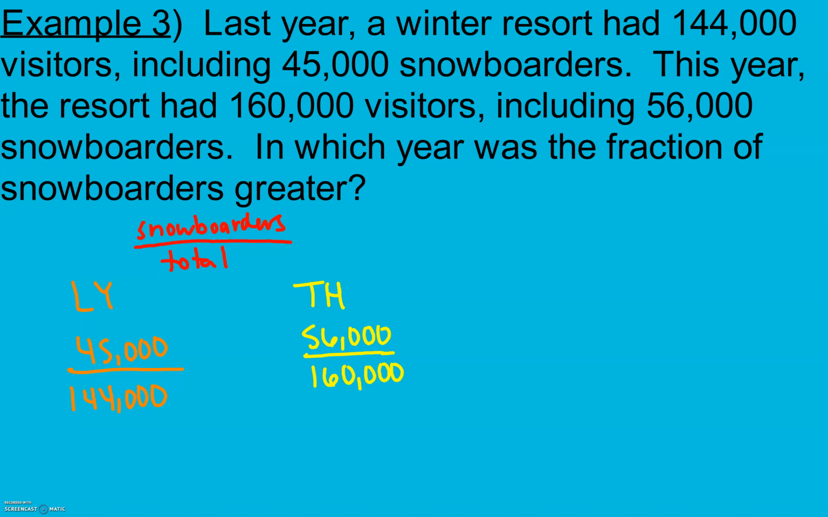So let's try and reduce these fractions first of all. It might not be the greatest common factor, but I can see that there's 1,000 that goes into each of these. So I'm going to divide by 1,000. And that's going to give us some smaller numbers to work with, because each of these have those 3 zeros at the end, so I can divide by 1,000. I'm going to get 45 over 144 and 56 over 160.